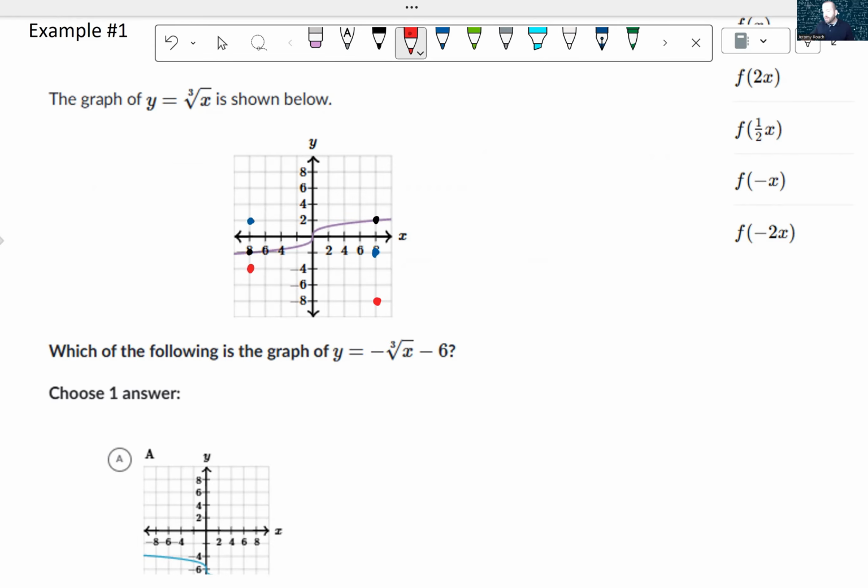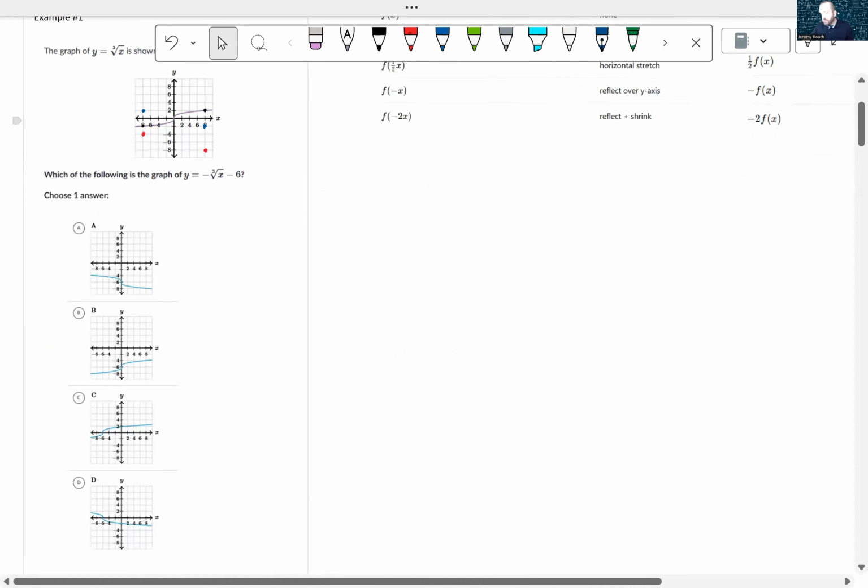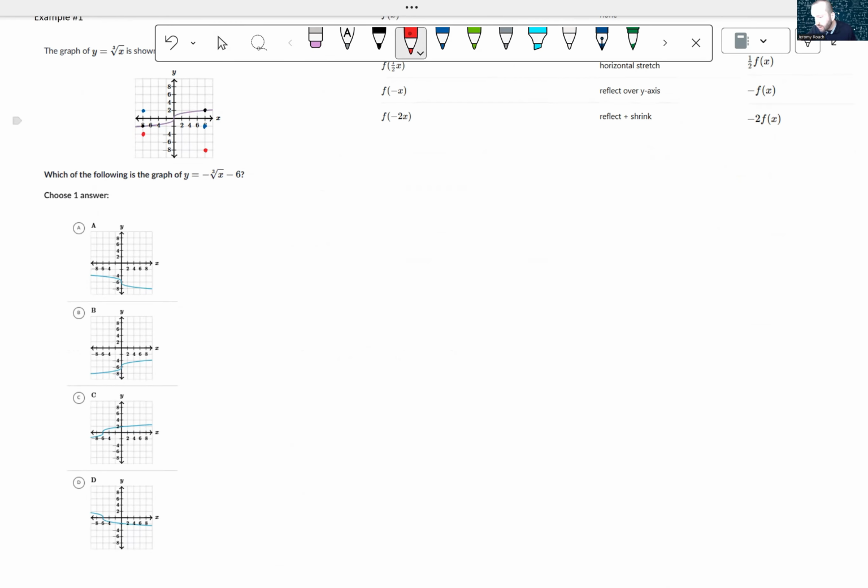Now we're going to look for the corresponding graph that matches with that. We've got the point 8, -8, and -8, -4. I see that on graph A: 8, -8, and -8, -4. That looks like graph A to me. Notice how the graph is in the opposite direction. It was kind of like an S, and now it's changed into a Z. That's what the reflection is going to look like when it reflects over the y-axis for a cube root function. Okay, so that's example one.